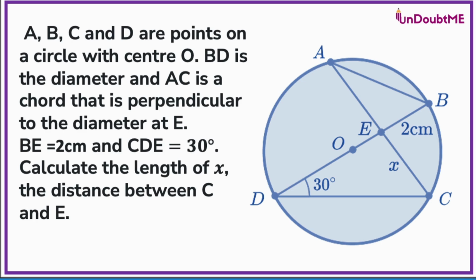So let us start with this question. In this question, it is given that A, B, C, D are points on a circle with center O, BD is a diameter, and AC is a chord that is perpendicular to the diameter at E. BE is 2, as it is given, and angle CDE is 30 degrees, that we can also see. We need to get the length of X, the distance between C and E.